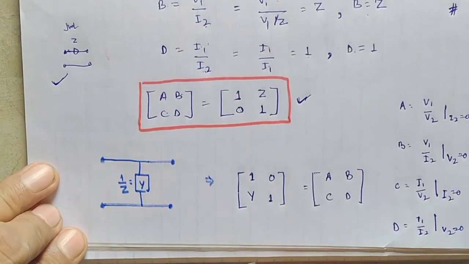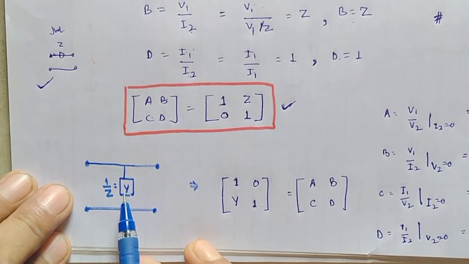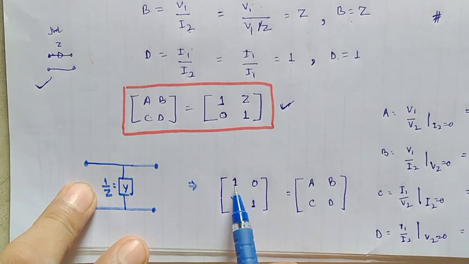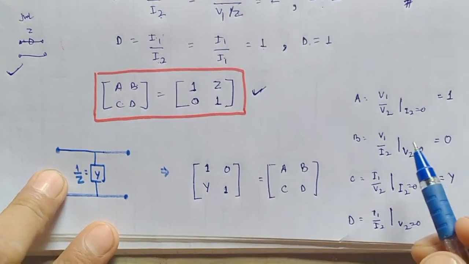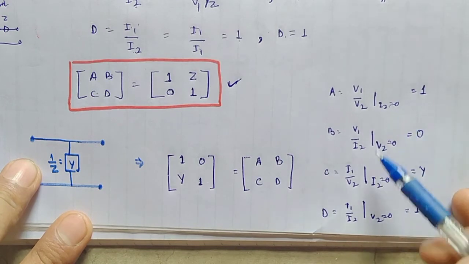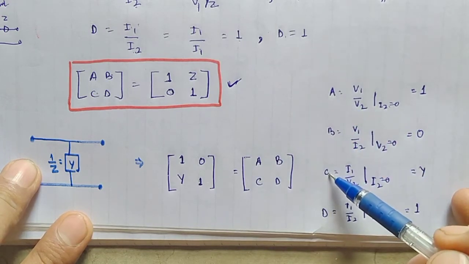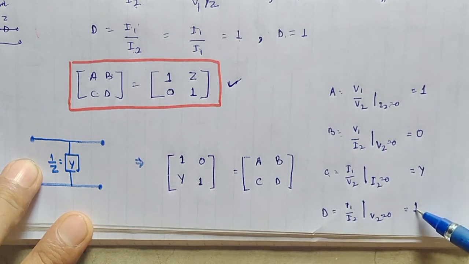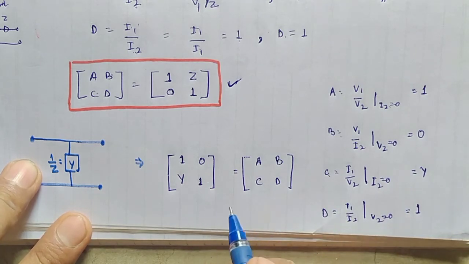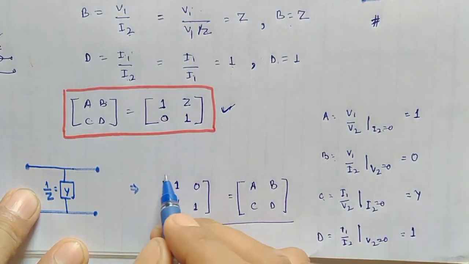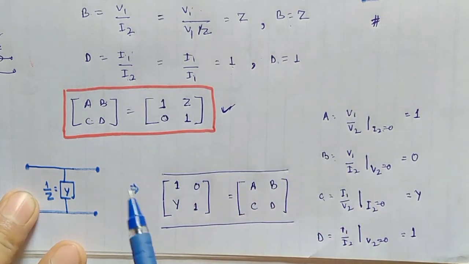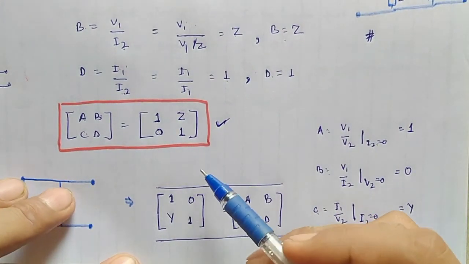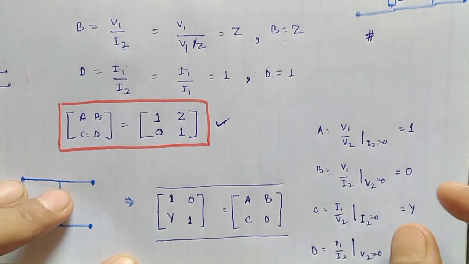Now for a given shunt admittance, if there is a shunt admittance in the two port network, you can find out its matrix. That will be nothing but 1 0 Y and 1, by applying the same conditions. Open circuit, you can find out A and C, and when you keep a short circuit, you can find out B and D. You will get 1 0 Y and 1. So you will get the ABCD matrix of the Y network in this fashion. So you got two matrices, the ABCD matrix of the series impedance and of the shunt admittance. So easily you can find out the overall ABCD parameter for a given network.